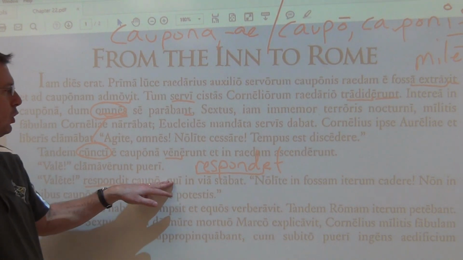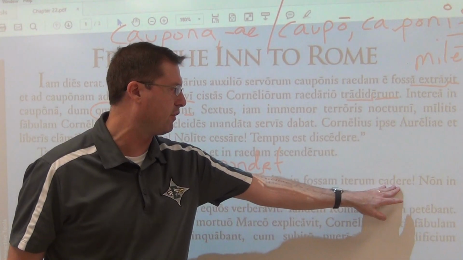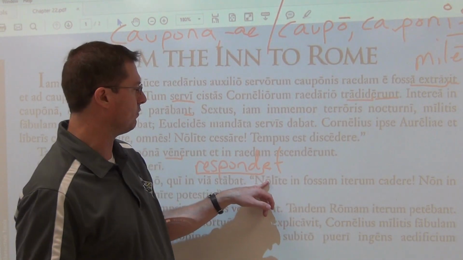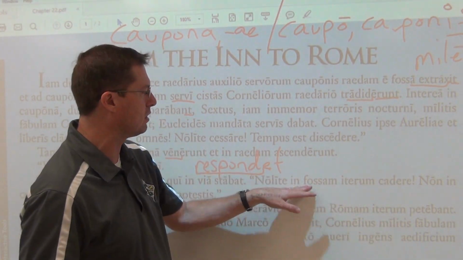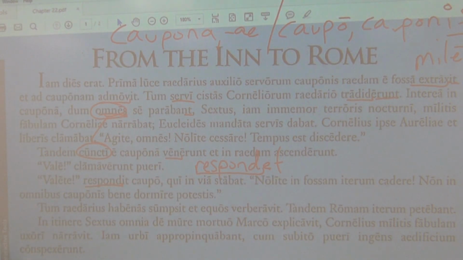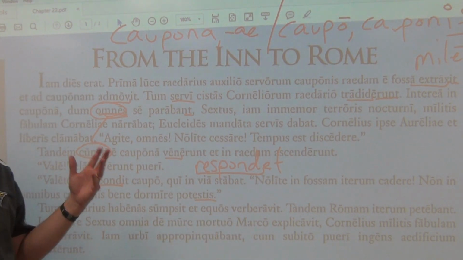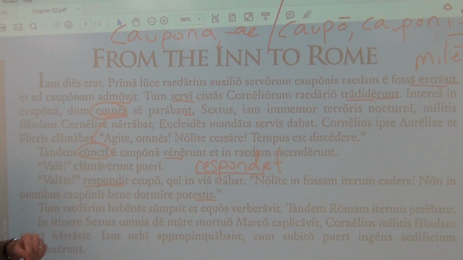The innkeeper who was standing in the road. Nolite plus the infinitive is the negative imperative. Don't fall, in plus accusative, into the ditch again. Non in omnibus cauponis, not in all inns are y'all able. It's merely sum, esse with a pot in front of it, to sleep well.